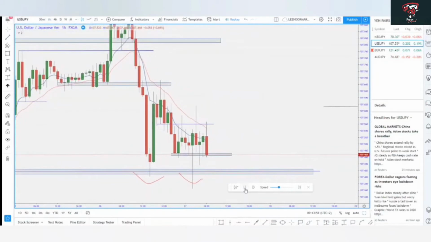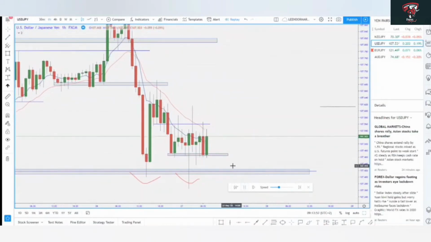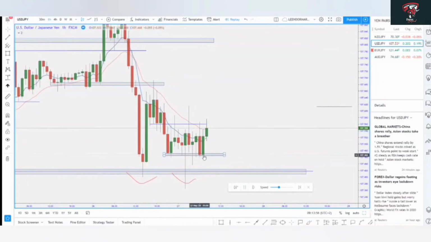So let's see how this would have played out. Look at that. So my entries are in profits now.